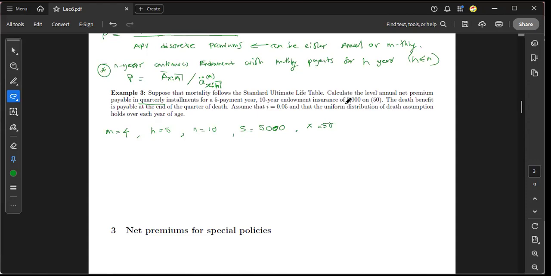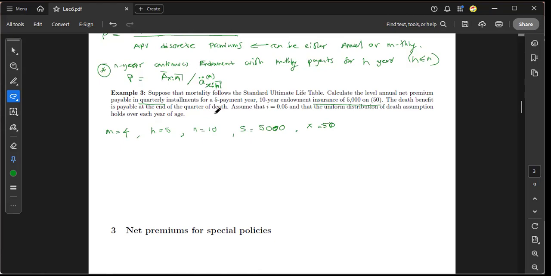So if you see the wording like insurance of 5,000 on 50, where the 50 is in bracket, that means the age is given in this term. So the person who is at age 50, the benefit is 5,000 and paid during the first n years. And if it is not stated otherwise, we consider the death benefit and the endowment benefit is same.